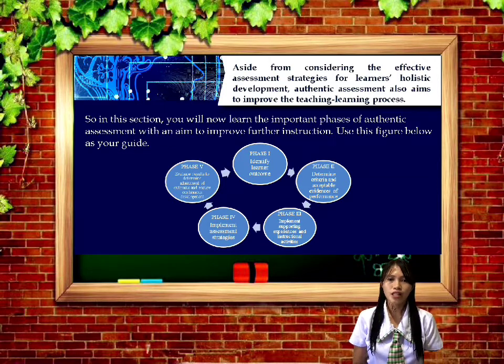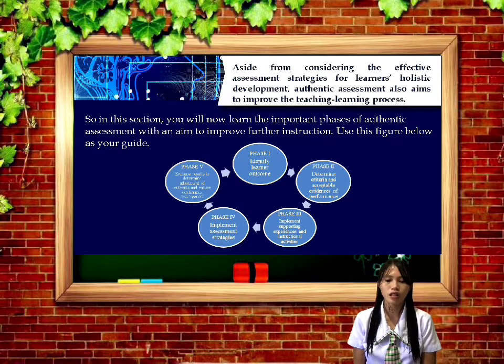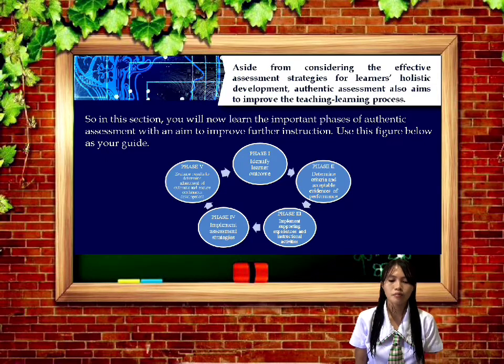So in phase 5, it is interpreting the assessment results and evaluating whether they indicate attainment of the desired outcomes and utilizing them for continuous improvement of their teaching and learning process.